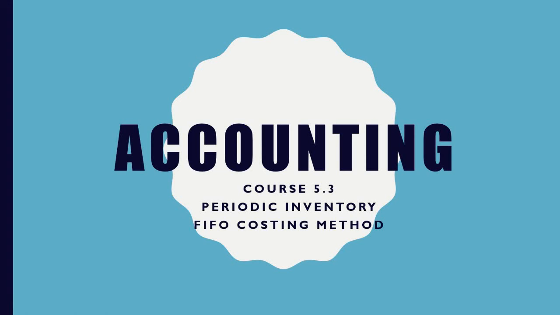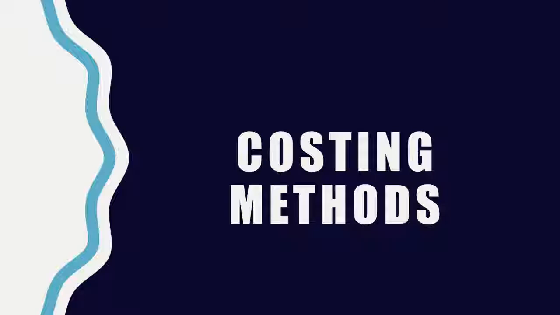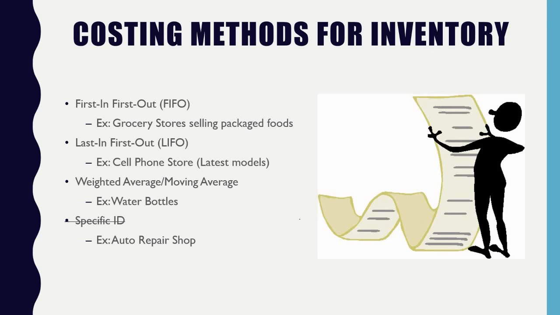So this time we're going to take a look at FIFO, which is one of the costing methods. Once again, costing methods are how we calculate the cost of each item when we sell our items, when we get rid of the inventory. How do we choose which way fits best for us to sell?